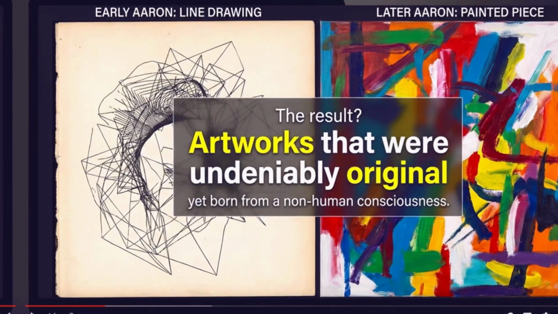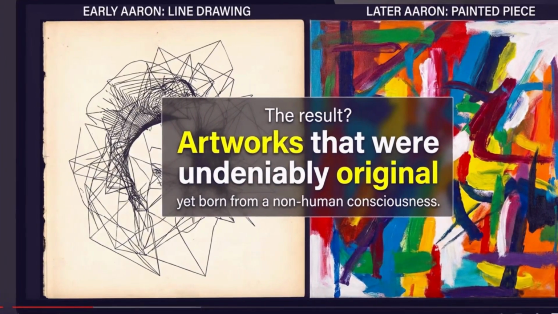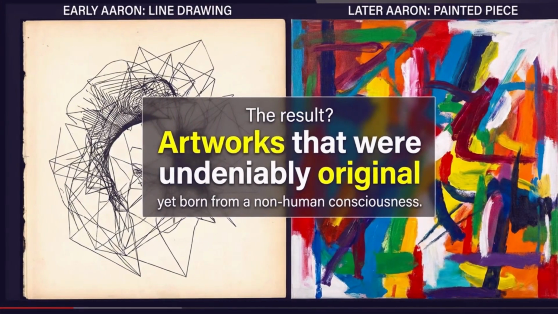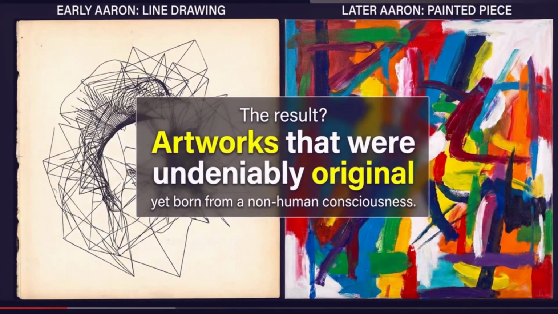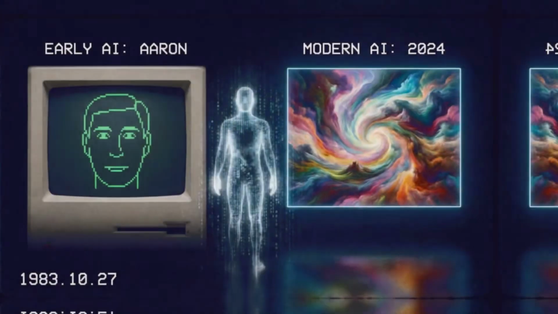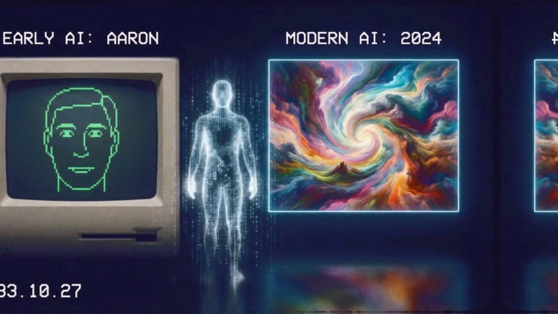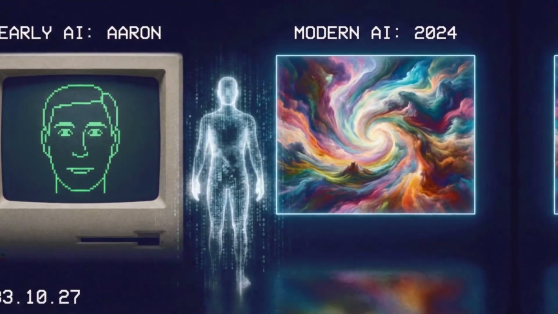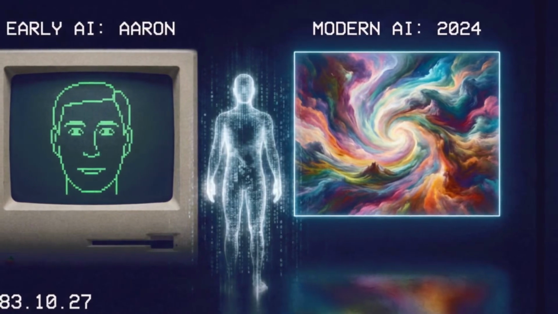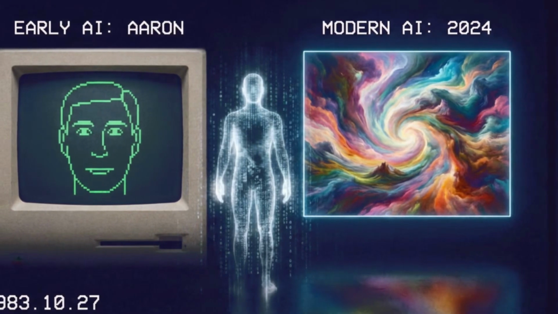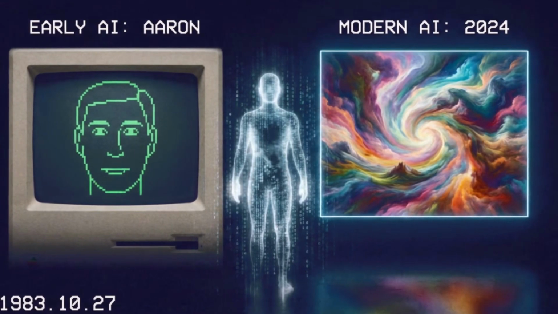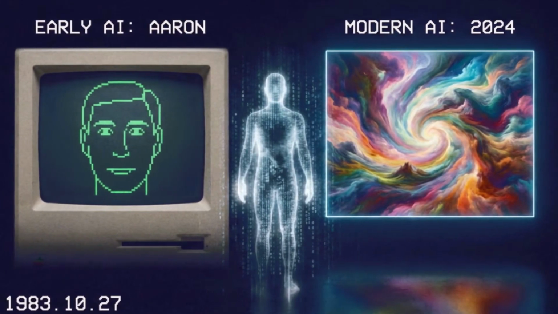This wasn't just code. It was the first whisper of a creative ghost in the machine, a primitive ancestor to the artistic explosion we're living through today. The journey from Aaron's simple, rule-based world to the photorealistic fantasies of modern AI is one of the most staggering technological leaps in human history. It's a story about moving from teaching a machine to draw a line to giving it a library of all the lines ever drawn and asking it to dream up its own.